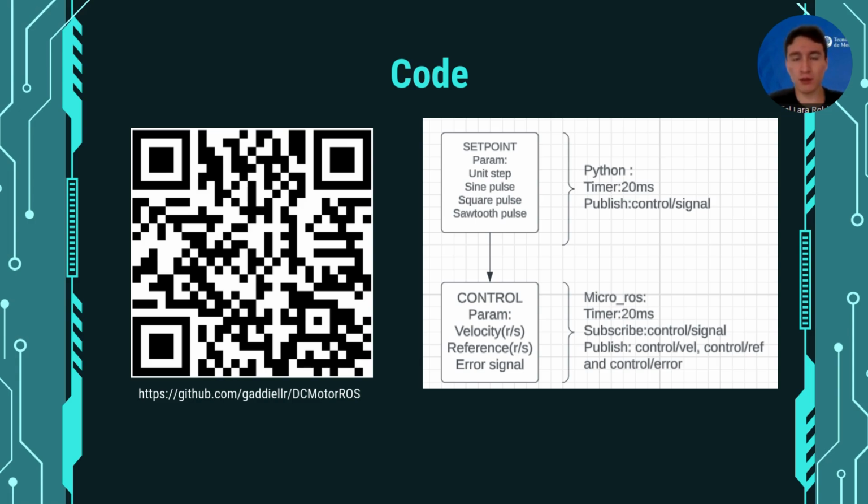The control node with micro-ROS runs in the ESP32, uploading the file from Arduino. This code subscribes to the signal and publishes the error, the reference, and the velocity of the motor in radians per second. Testing with different sampling times, we determined that 20 milliseconds gives us a good resolution in the signals and accurate results.